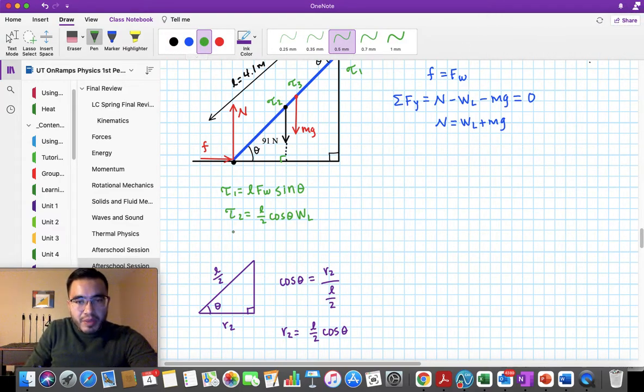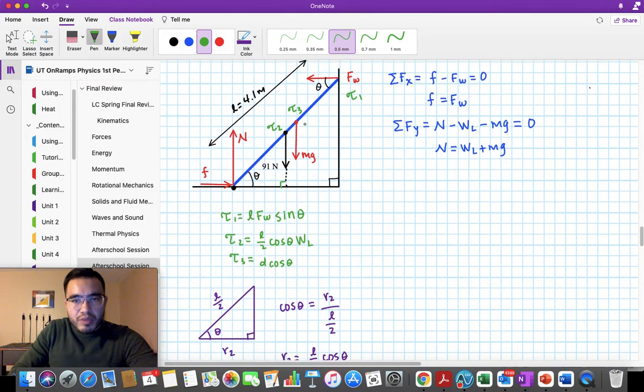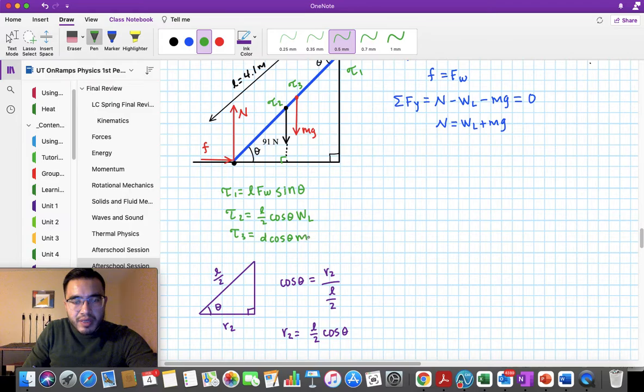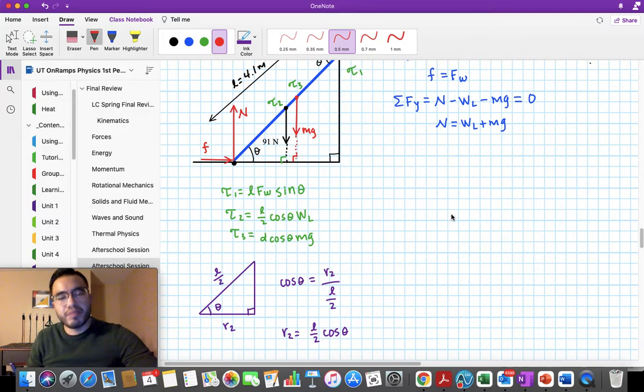So now my torque 3 will have the radial distance, which is d cosine theta, times the force, which is the weight of the toddler, that is mg. Again, times the sine of 90 degrees, but I know this is 1, so we don't need it. Because we know this is the direction of the force, more or less, and this is 90 degrees. Okay, now we have all the torques.